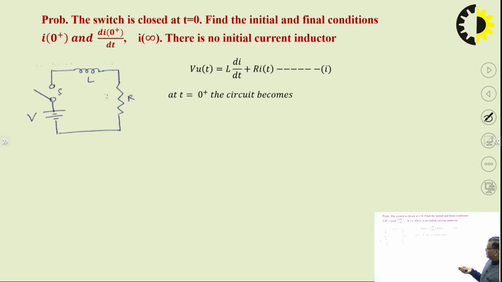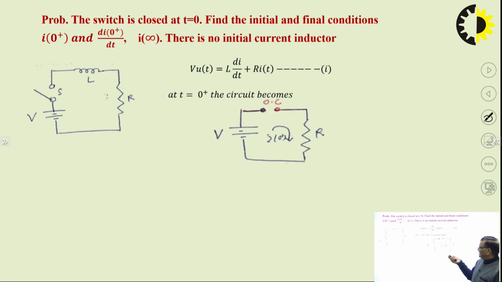So, at t is equal to 0 plus, the inductor behaves as an open circuit, because it opposes the rate of change of current. So, I0 is 0 because it is open, and no current will flow through the resistor.